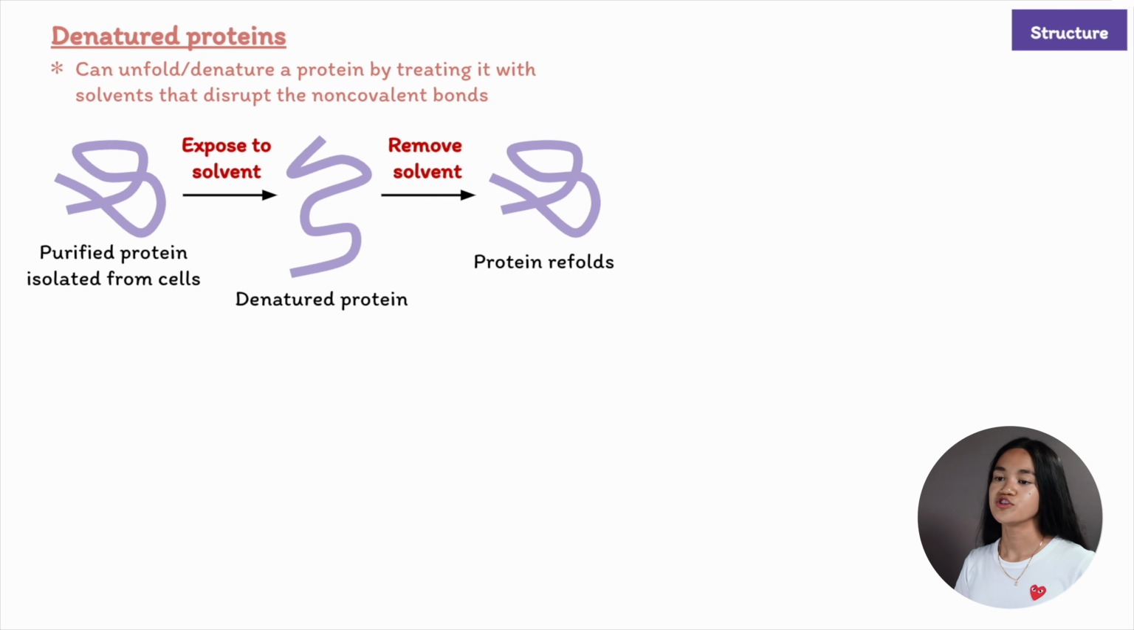And under the right conditions, when the denaturing solvent or treatment is removed, the protein often refolds back to its original shape, original conformation spontaneously. And this is a process called renaturation. So this renaturation process tells us that the 3D shape of a protein is specified by its amino acid sequence.